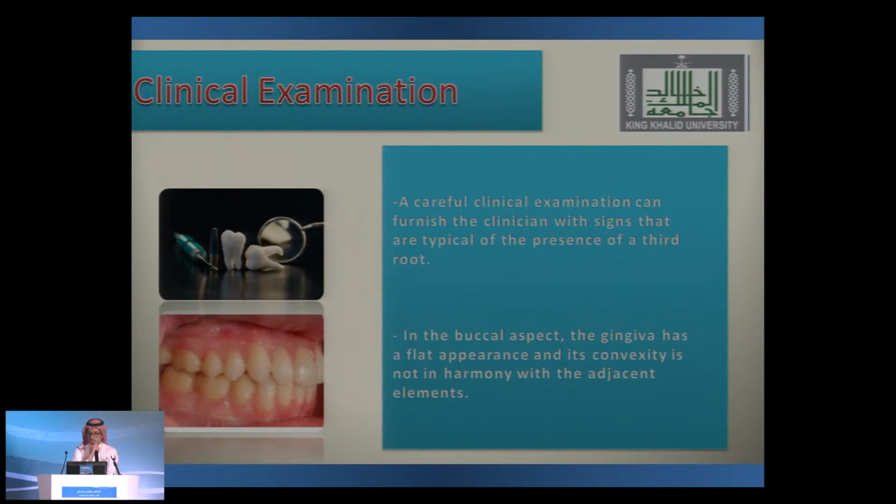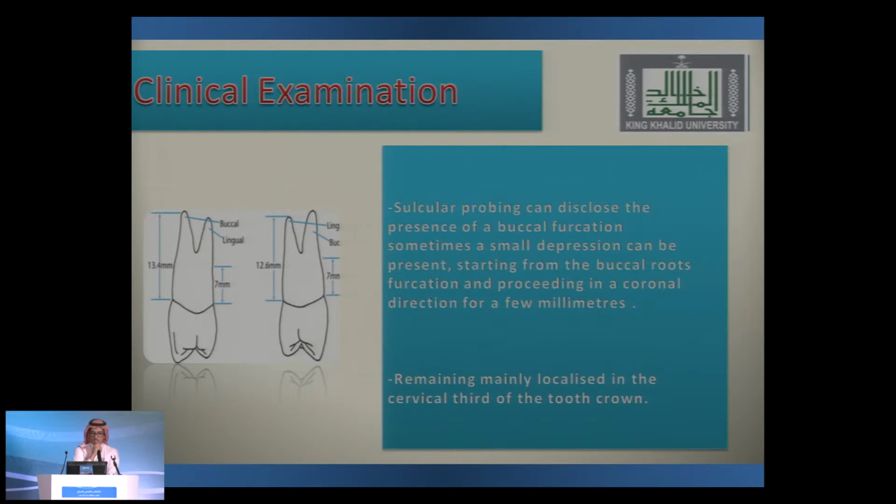On the buccal aspect, the gingiva has a flat appearance, not like a normal one, and its convexity is not in harmony with the adjacent elements. And can you use circular probing? Normal probing can disclose the presence of the buccal furcation. Sometimes a small depression can be present, starting from the buccal root furcation and proceeding in the coronal direction for a few millimeters, remaining mainly localized in the cervical third of the crown.